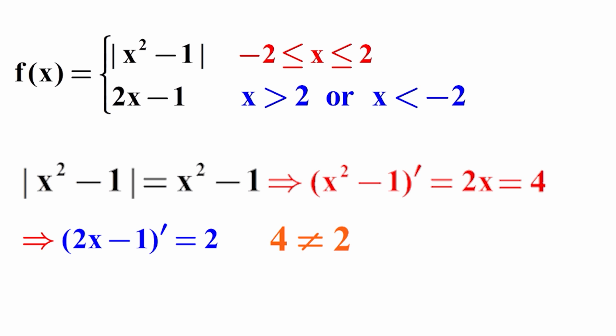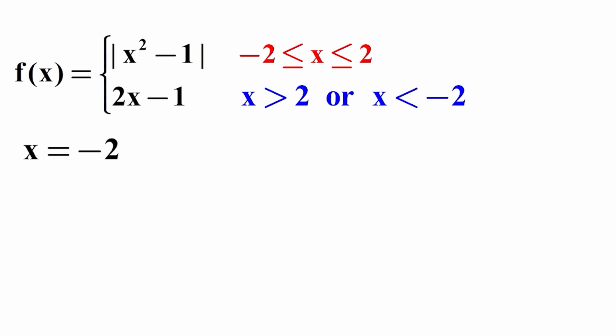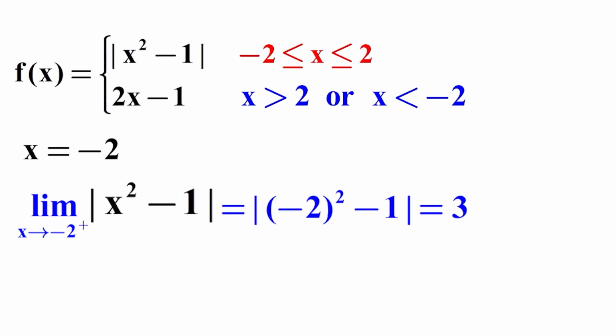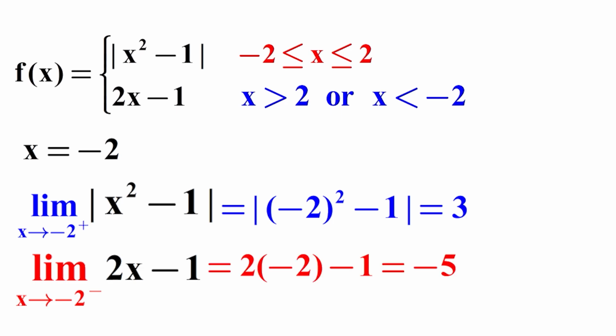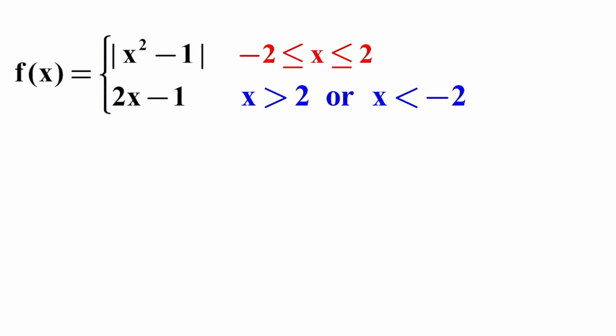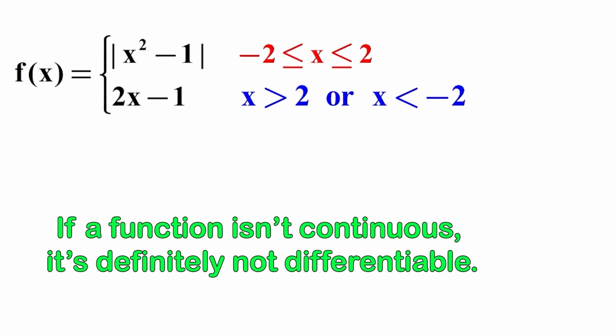Check the other boundary at x equals negative 2. The limit from the right, means greater than negative 2, equals the absolute value of negative 2 squared minus 1 equals 3. And the limit from the left, means less than negative 2, equals 2 times negative 2 minus 1, which is negative 5. Since 3 is not equal to negative 5, the function is discontinuous. It has a jump at x equals negative 2. And as we know, if a function is not continuous, it's definitely not differentiable.